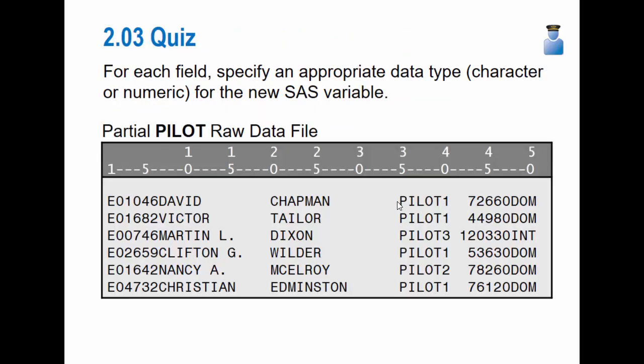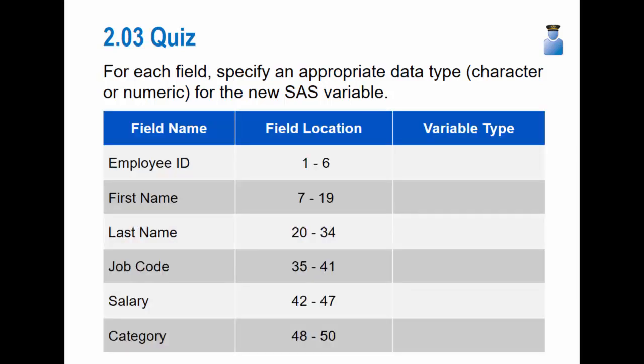So again, what are the field types here? What is the field type for the first one, the employee ID? Will that be character or numeric? Character. That will be character. First name, last name, code, all characters. What about salary? Numeric. Salary is numeric, and then of course job code category is character.